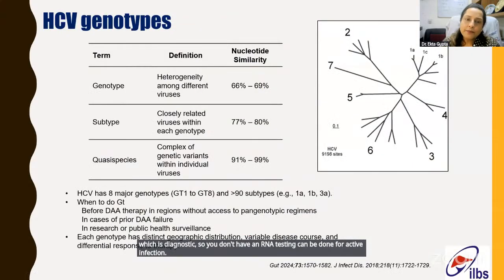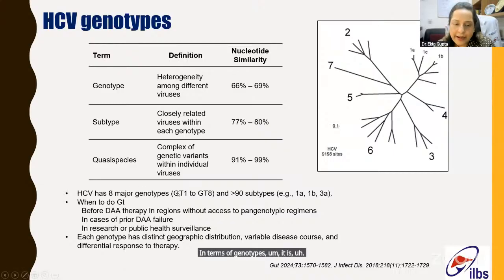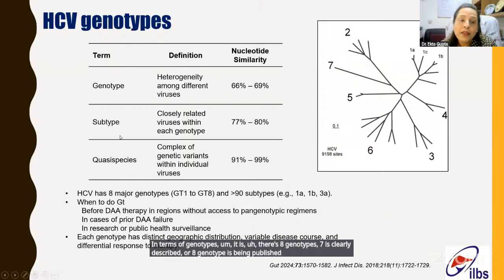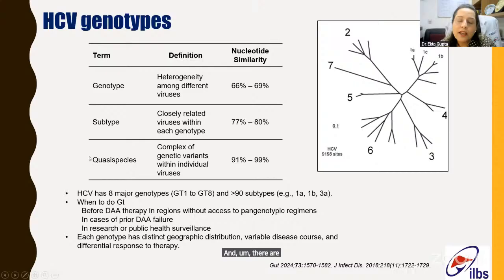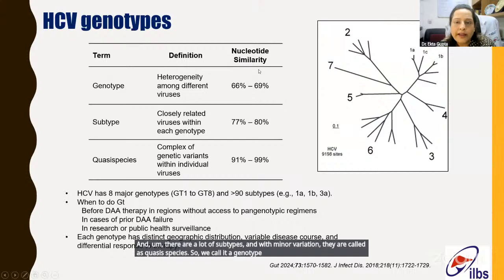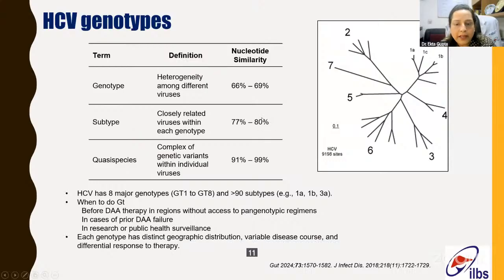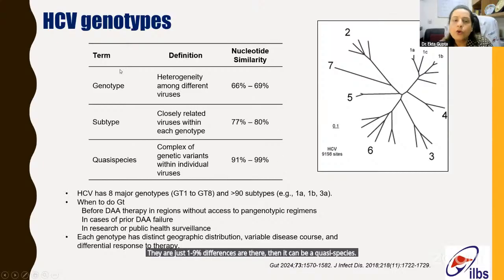In terms of genotypes, there are 8 genotypes. 7 are clearly described, and an 8th genotype is being published from India. And there are a lot of subtypes, and with minor variation, they are called quasi-species. We call it a genotype if the nucleotide similarity between two viruses is to the tune of 70%. If they are up to 80% similar, with 10 to 15% difference, it can be a subtype under a genotype. And if there are just 1 to 9% differences, then it can be a quasi-species. So this is how we classify HCV.